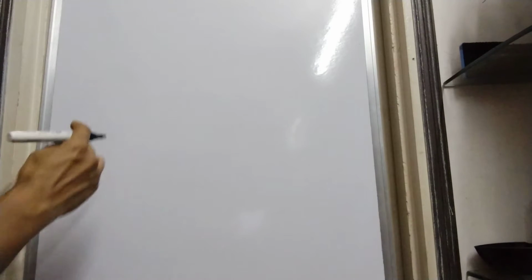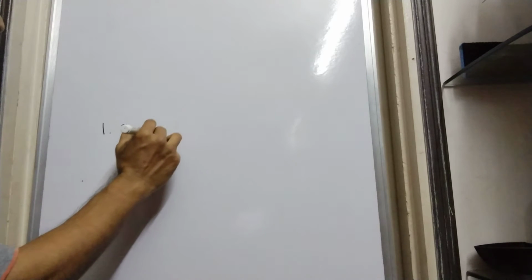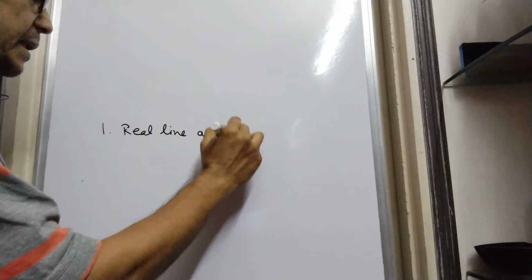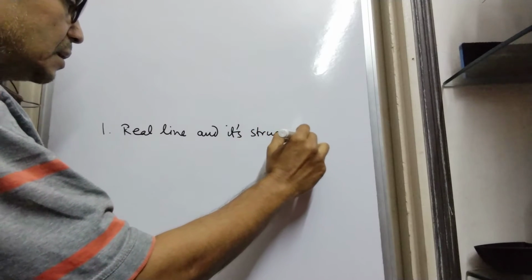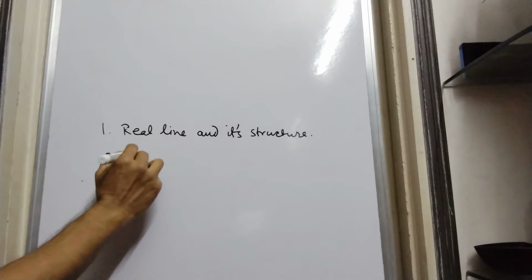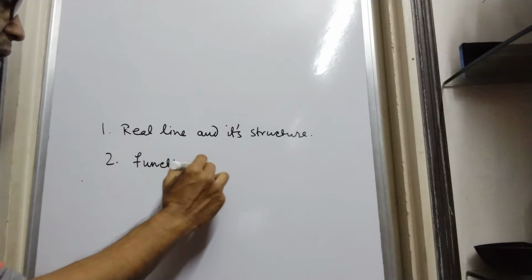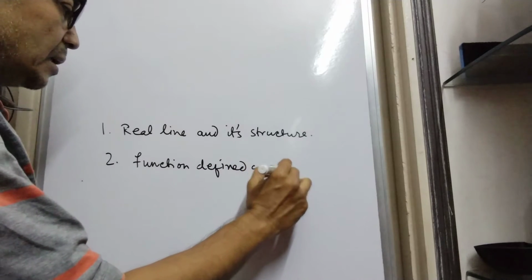Some basic points we need to know about real analysis. Number one is the real line and its structure. Number two, function defined as mapping.